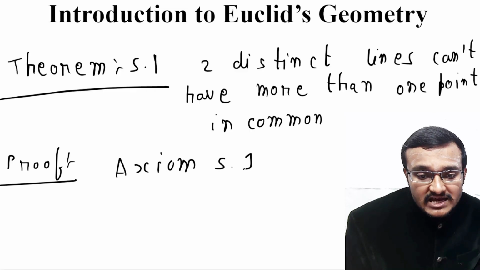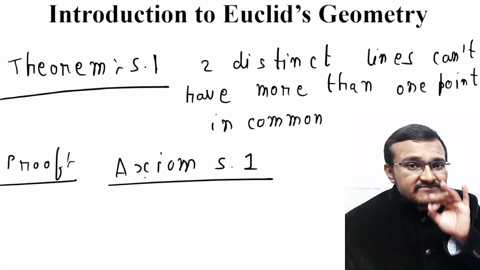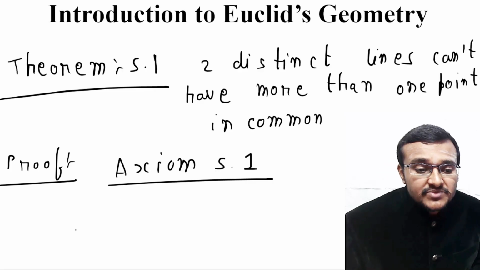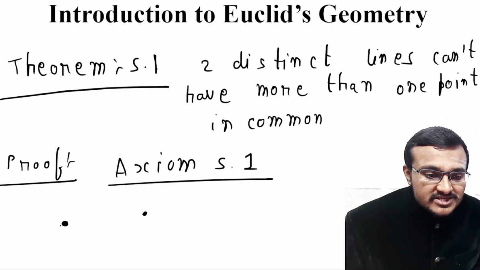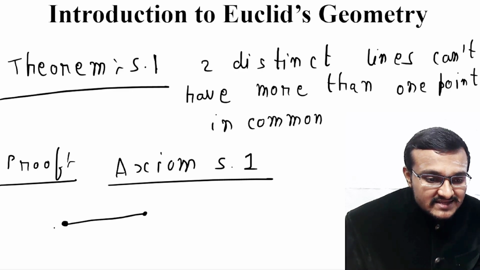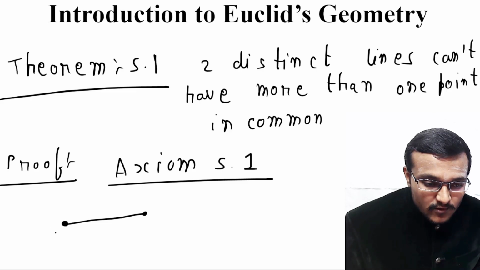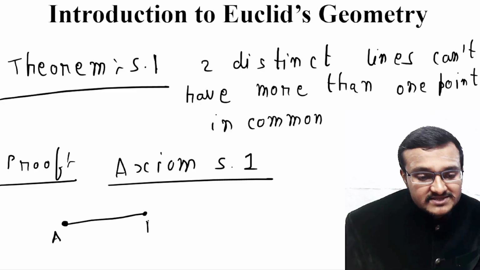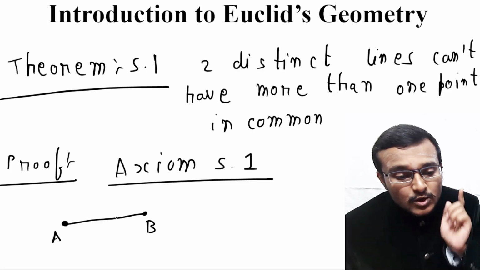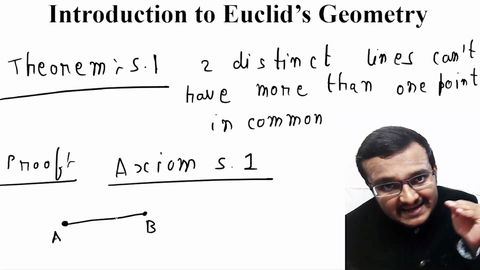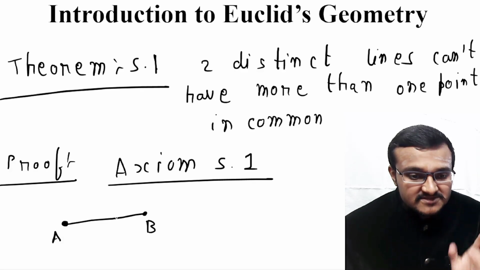So in my previous video, I discussed axiom 5.1. In axiom 5.1, we have proved that only one unique line can exist between two distinct points. So let's say there are two distinct points like this, one is A and the other is B. If these two distinct points are there, only one unique line can be there between these two points. There cannot be other lines.